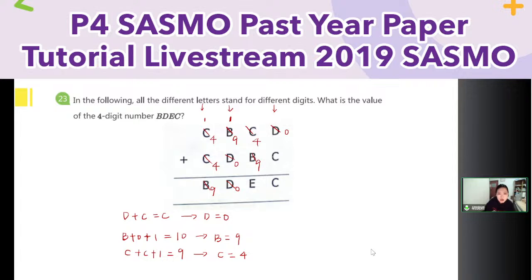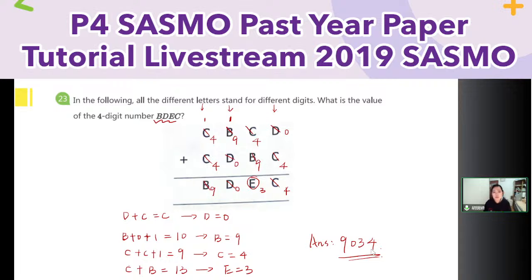Okay, we find out C is 4. We change all the C into 4. Now only one letter left is E, right? Then E will be easy. So we know C plus B is 13, right? And then E must be 3. Okay, so the question asks what is B, D, E, C? The answer should be 9, 0, 3, 4 in the end.